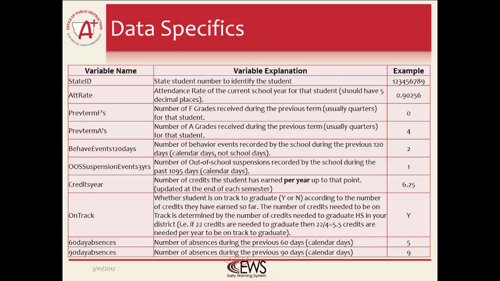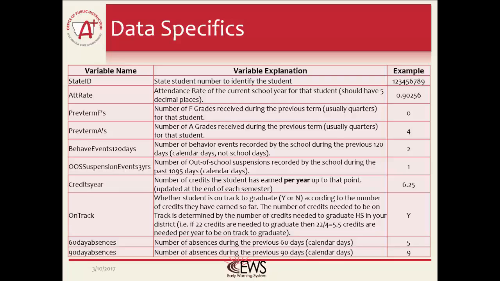We should also clarify what credits per year and on track are. These two variables are both used in the EWS and are related to each other. The credits per year variable is exactly what it says, the number of high school credits earned towards graduation per year. So, for example, a junior at the beginning of the school year that has earned 12 credits has credits per year of 6, or 12 divided by 2. This variable is updated at the end of every semester.